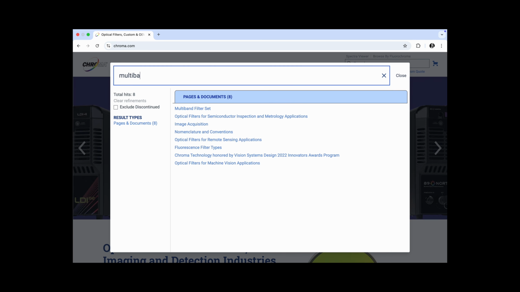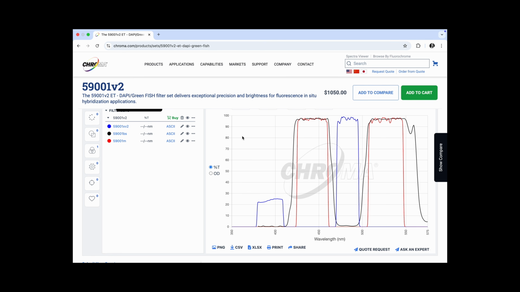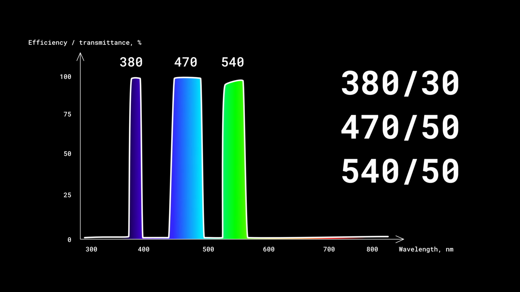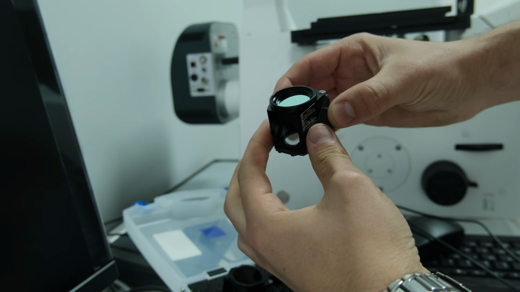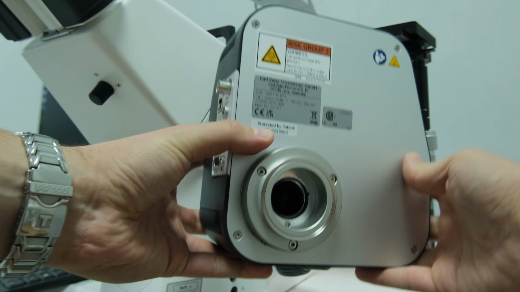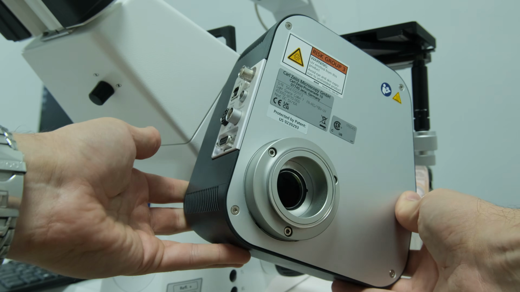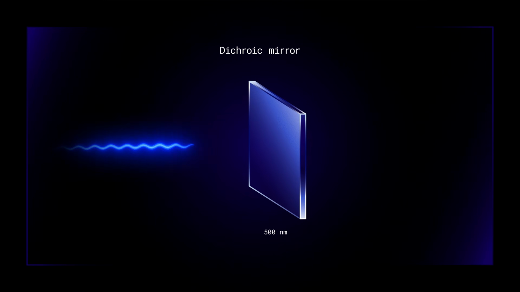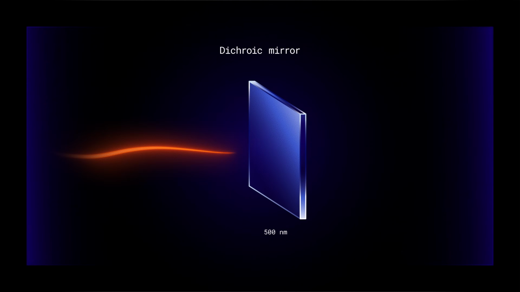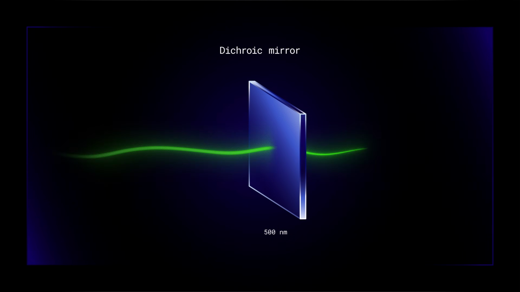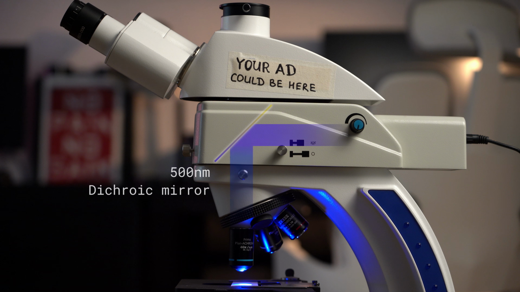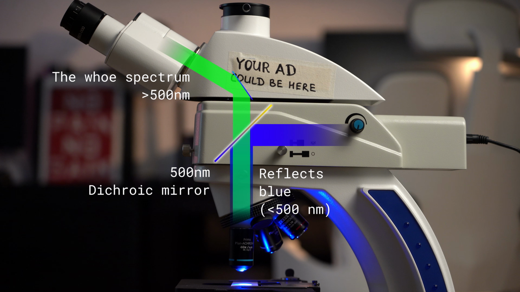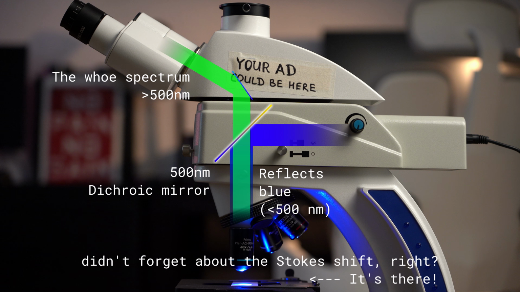Some filters, called multi-band filters, transmit several narrow ranges, for example 380, 470 and 540 nanometers. They are complex and expensive, but useful for multi-channel imaging with LED light source. A dichroic mirror is a special component that reflects short wavelengths and transmits longer ones. For example, a mirror rated at 500 nanometers reflects blue light but lets green and red pass through. This is how we separate excitation and emission light path in the microscope.